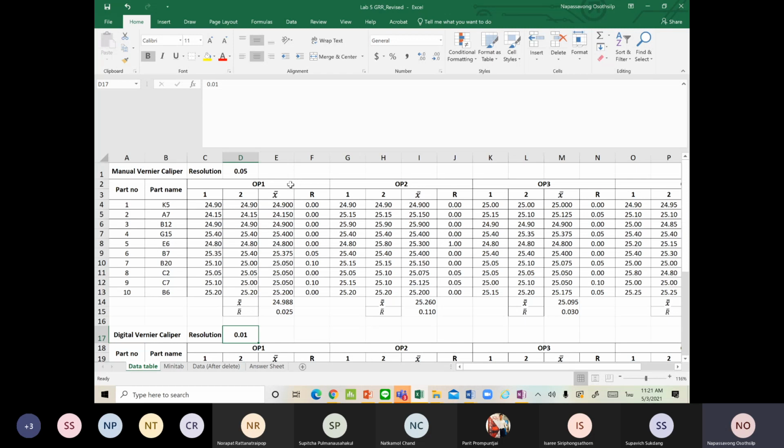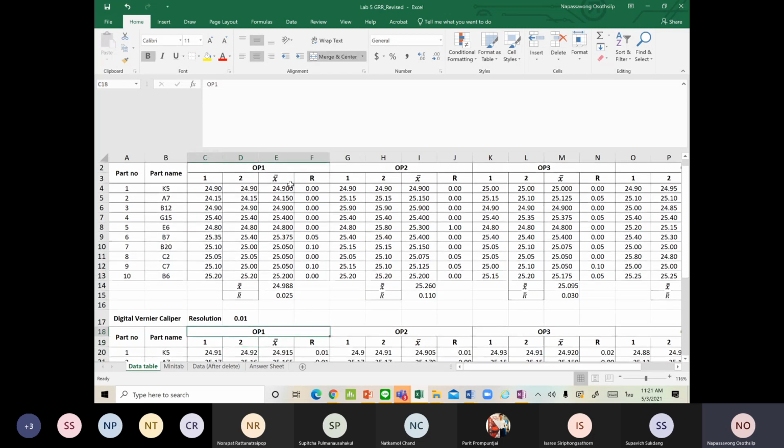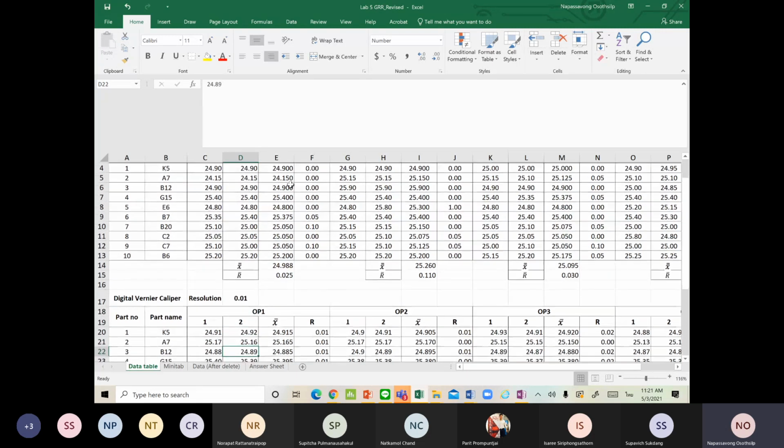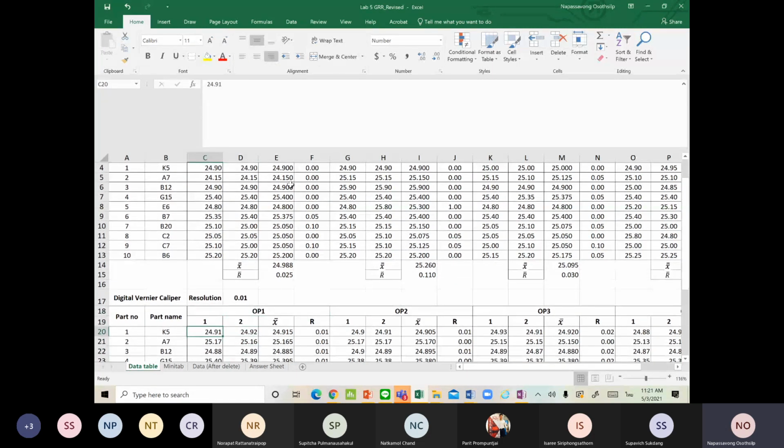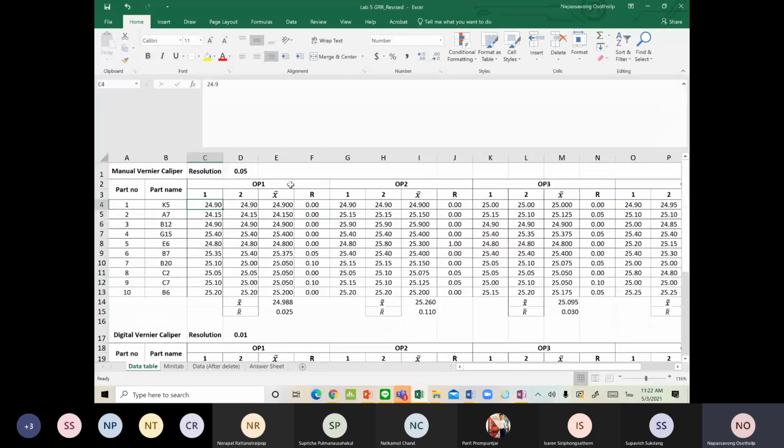So look at the numbers. If the resolution is 0.01, that means, for example, operator 1, part 1, the first time is 24.91, and the second time is a little bit different, by 0.01 millimeters. But for the manual vernier, the resolution is worse. Let's take a look at a number.